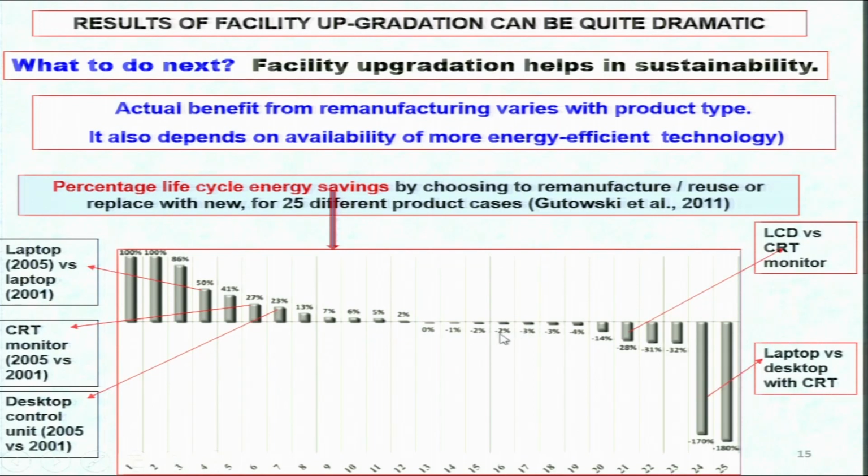Like here LCD versus CRT monitor and laptop versus desktop CRT monitor, so there is an increase of 170% and 40. So all this depends upon, nowadays memories are going very high and all those requirements are there. So it depends also on what your requirement is and how those particular laptop, desktop or mobile have been designed and fabricated.